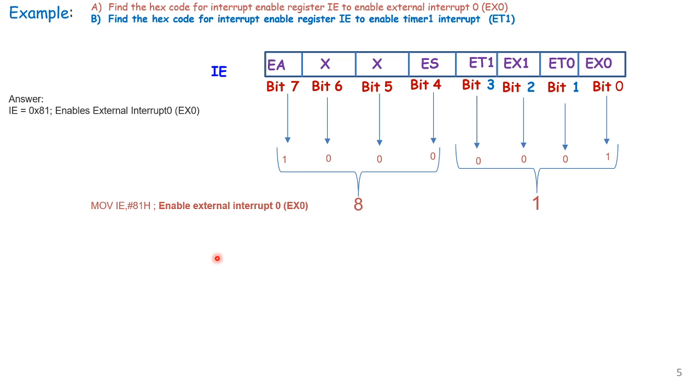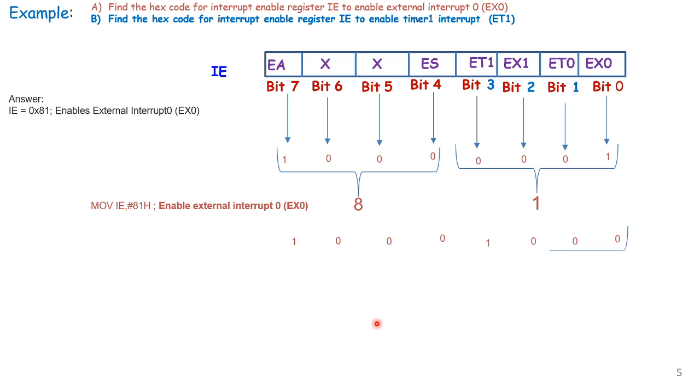Second example: find the hex code for interrupt enable register IE to enable timer 1 interrupt ET1. So this one we are going to enable. So what will be the hex code? All others will be 0. So this remains as it is. EA should be 1, all others are 0, and ET1 should be 1. For that, this is 1, all others are 0.